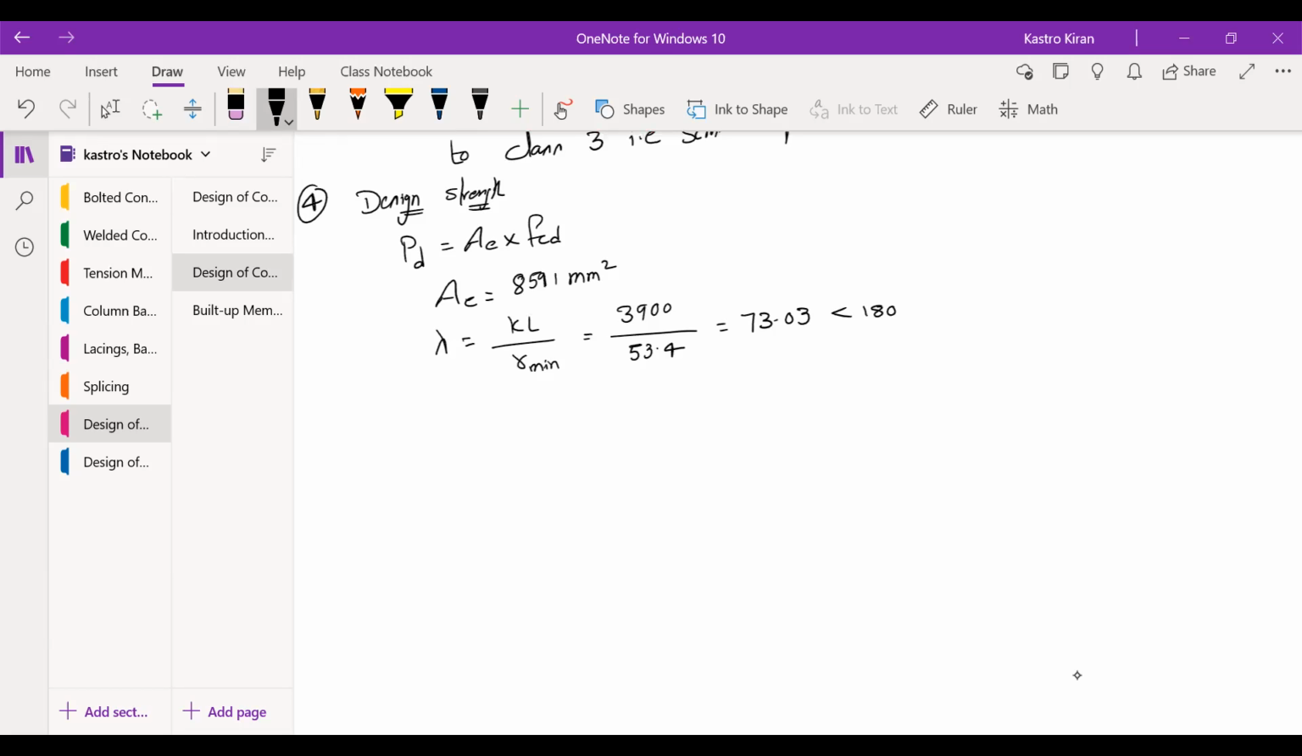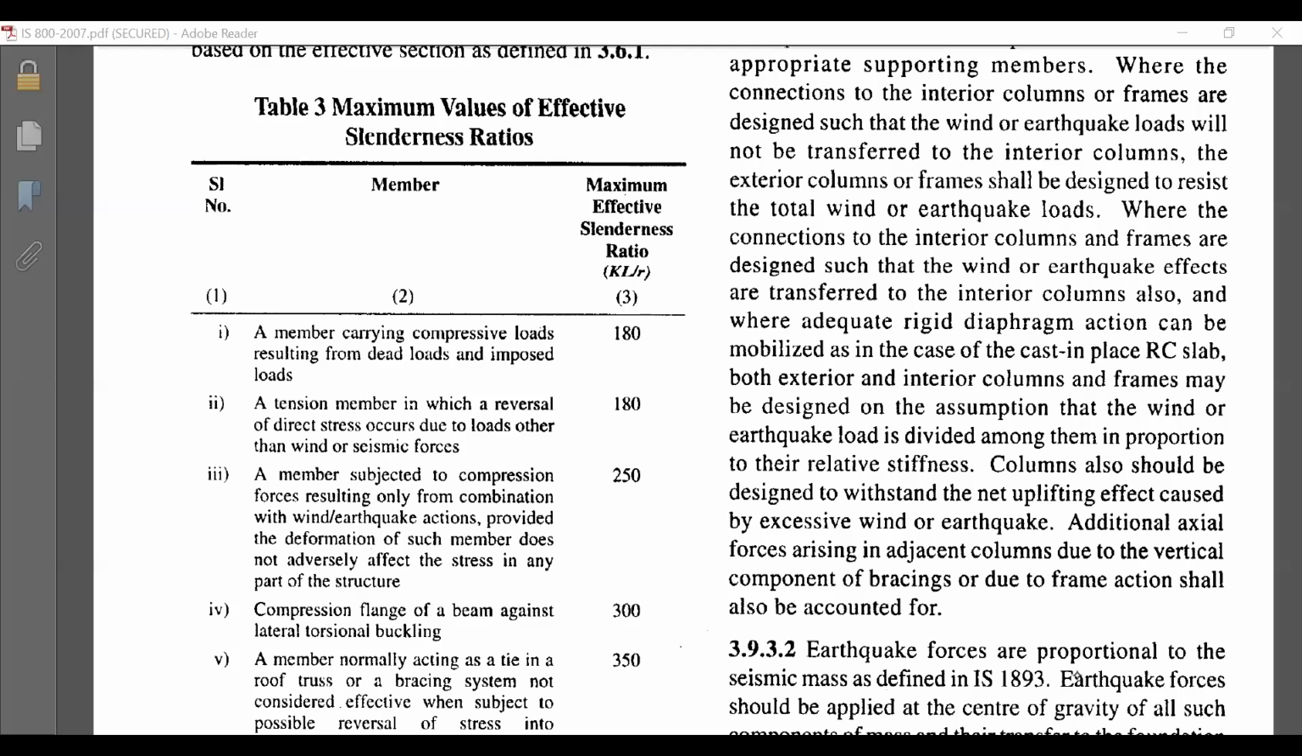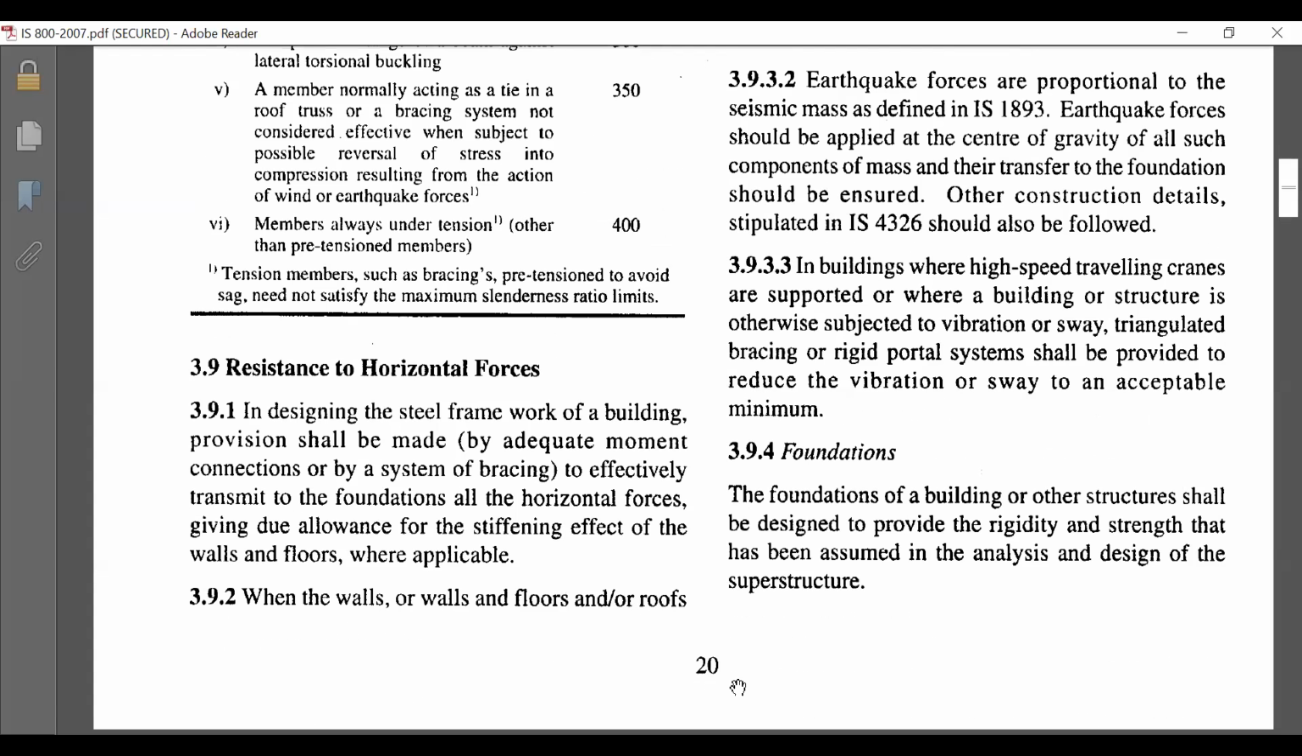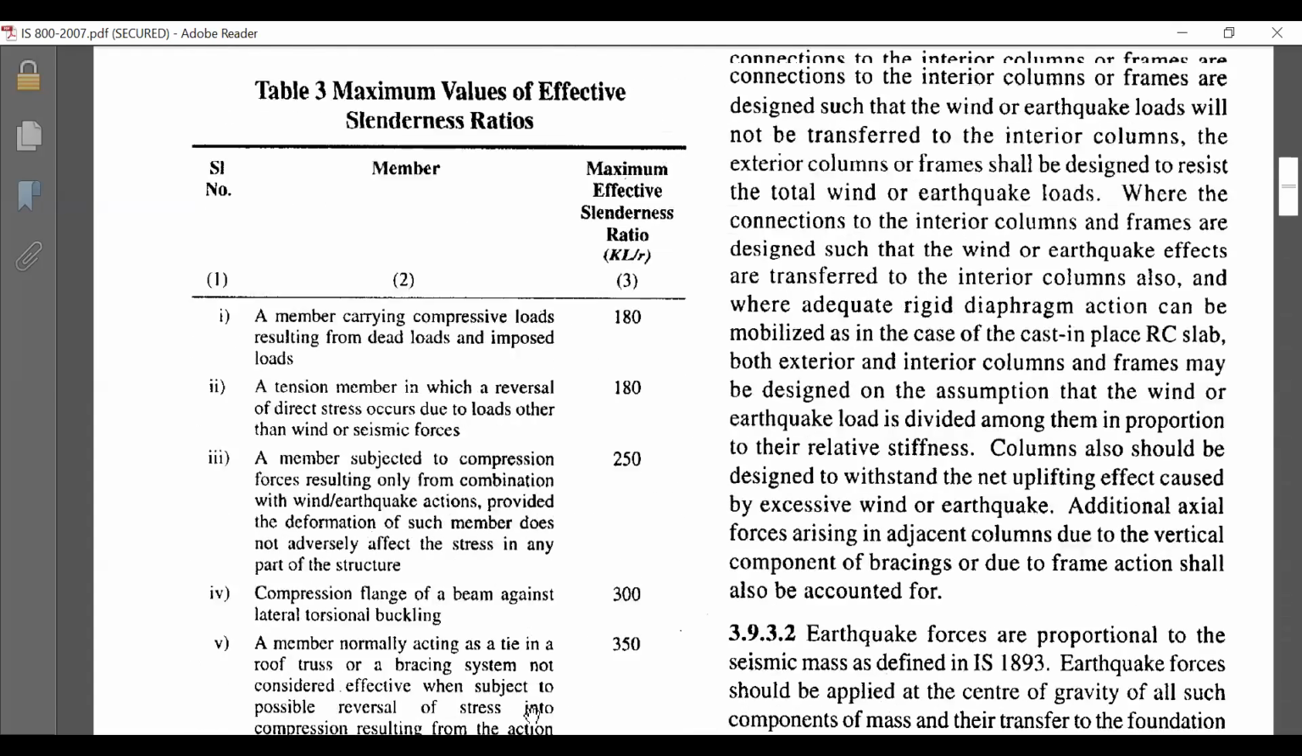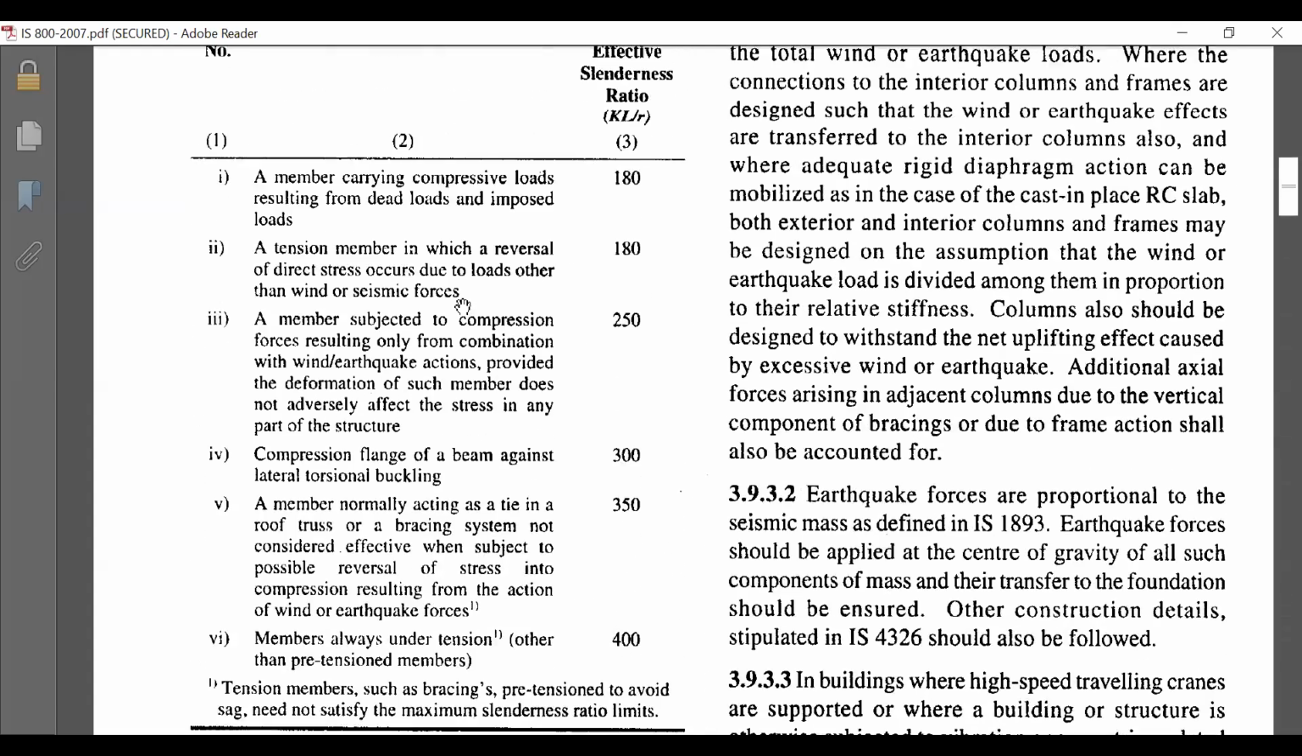Now, this must be less than 180. Remember, this must be less than 180. So why am I saying 180? Let's look into the steel tables book and find out whether it is less than 180 and why exactly we are taking it as 180. If you refer to Table 3, which talks about maximum values of effective slenderness ratio, which is there on page number 20, here you have 6 different conditions.